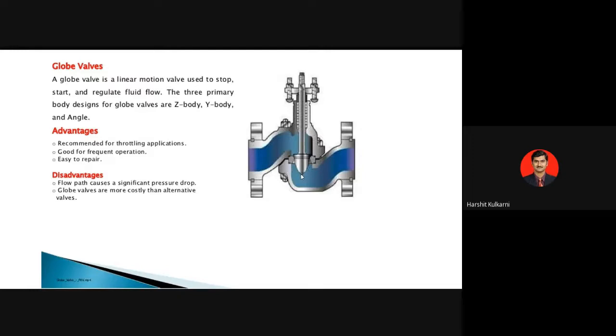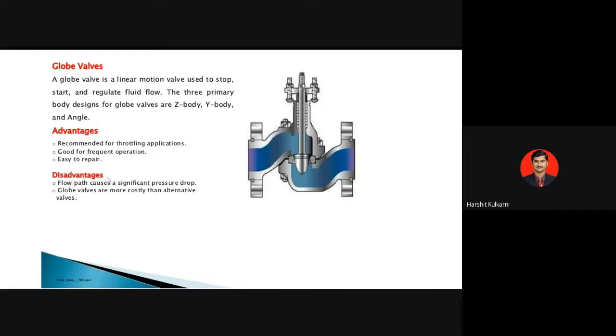Okay, so we are not going into the design details for that, but you can just look into the benefits of using this globe valve. Generally, it is recommended for throttling applications. Generally, this valve is used if the fluid flow rate is very high. And if the fluid flow rate is low, we can go with needle valve. So it is good for frequent on and off operation and easy to repair.